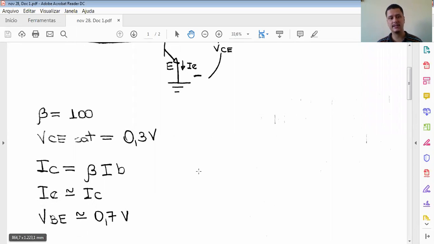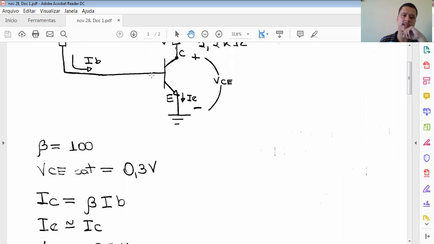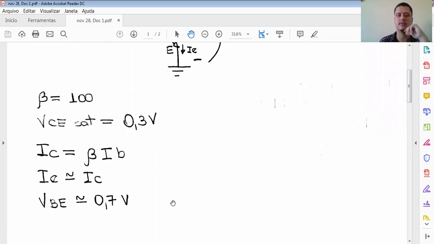And since the problem informed us that the VCE of saturation is 0.3 volts, I'm considering that this transistor is not an ideal transistor. So I'm considering that we have a drop of voltage between the base and the emitter, which is normally 0.7 volts. Okay? If it was an ideal transistor, we could consider this as 0 volts.